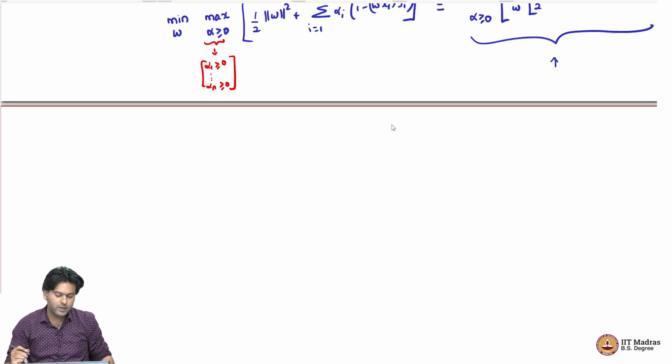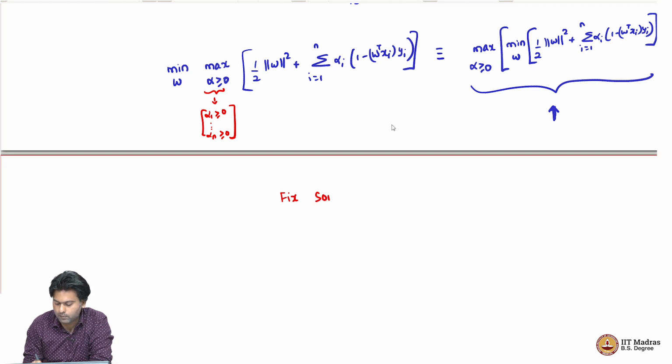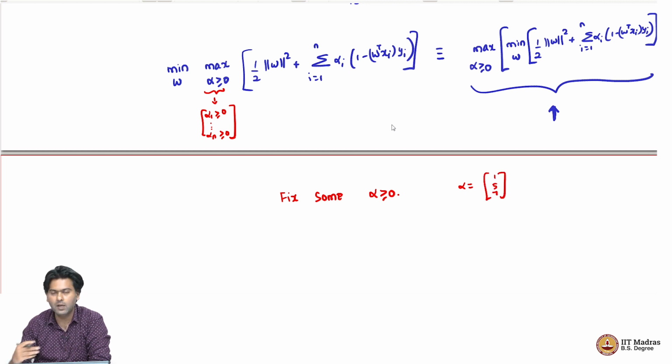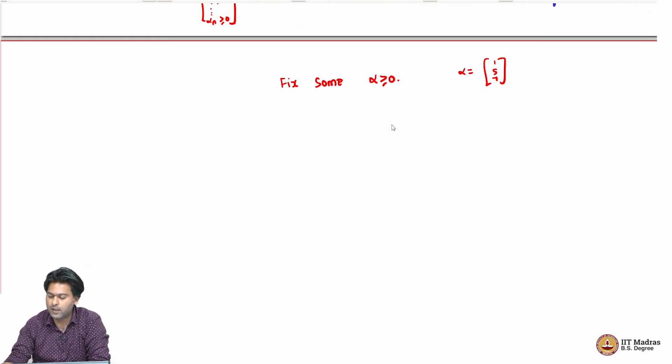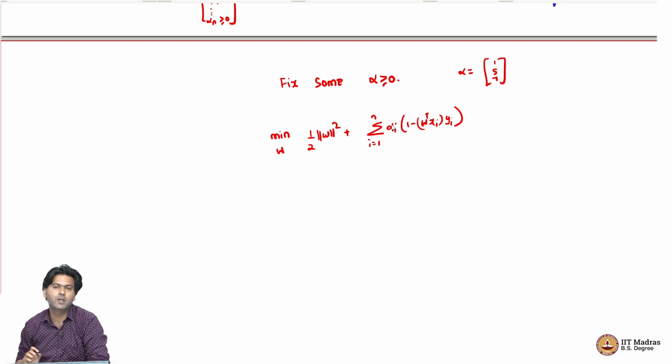So let's try that for this particular problem. I'm going to try to solve the right hand side problem. To understand it, let's fix some arbitrary alpha greater than or equal to 0. Maybe if you have 3 data points, alpha is 1, 5, 7, some vector that I'm just fixing arbitrarily. Then I ask what is the minimization over W of half norm W squared plus the sum over i equals 1 to n of alpha i times (1 minus W transpose Xi Yi). What is the minimizer? What is this value going to be?